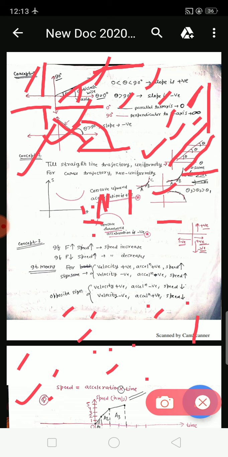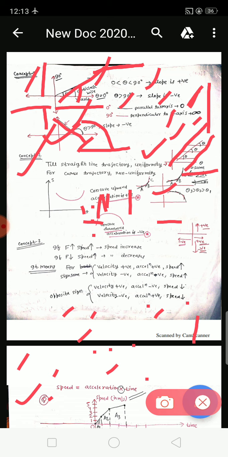It means that in a straight line trajectory there will be uniformity in the motion and the slope value will be the same. It means that in a displacement time graph, if it is a straight line trajectory, we can say that velocity will remain constant, because the slope value is always the same. I think that it's very clear.